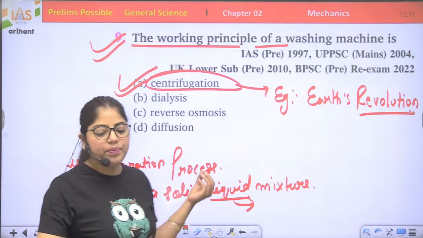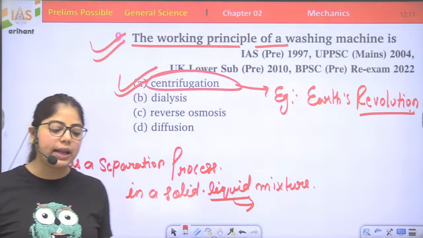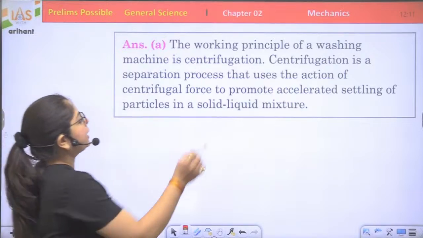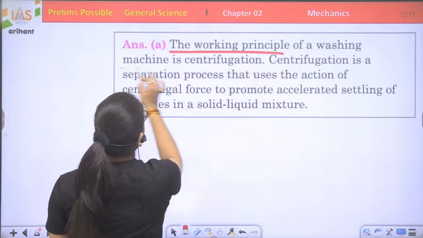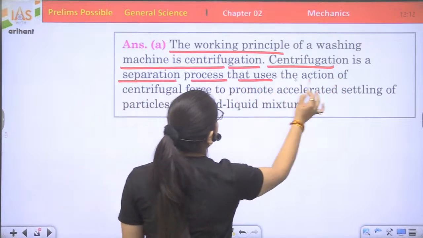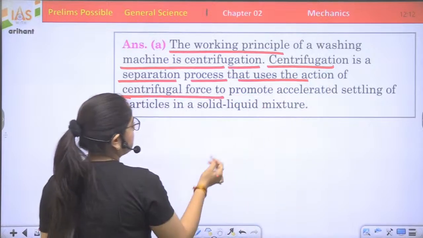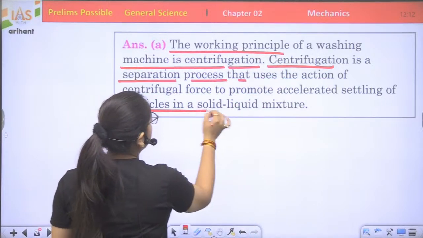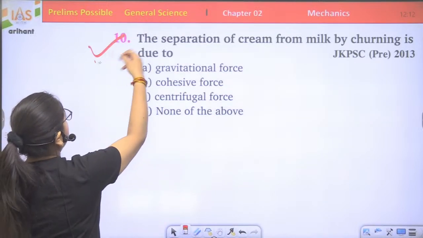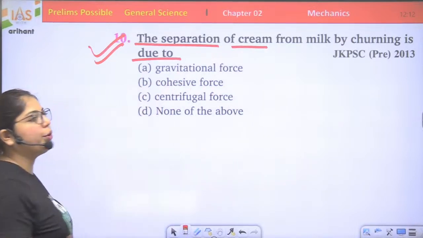Centrifugal force is used to propel the particles to the bottom of the tube, right? The working principle of a washing machine is centrifugation. Centrifugation is a separation process that uses the action of centrifugal forces to promote accelerated settling of particles in a solid-liquid mixture, right?